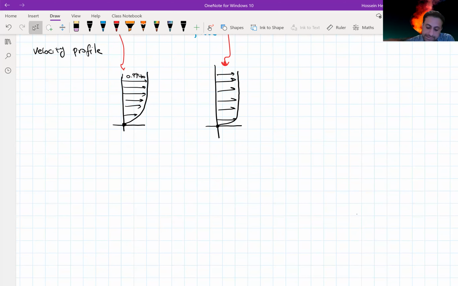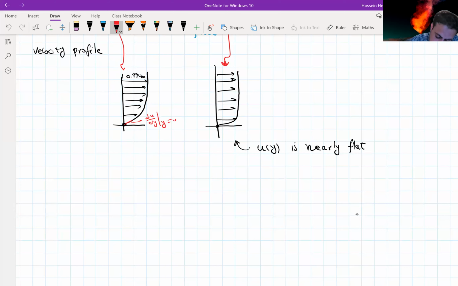So the velocity profile in turbulent flow is nearly flat. So here u of y is nearly flat, and that's because of the turbulent mixing that we have in the buffer and turbulent region. And close to the wall, we have this sharp gradient. So let's say this is the gradient, du/dy at y equal to 0. Now, if we compare, since we have this really sharp increase of the velocity till it reaches U infinity, what we can say here is du/dy at y=0 for the laminar is smaller than du/dy at y=0 for the turbulent.